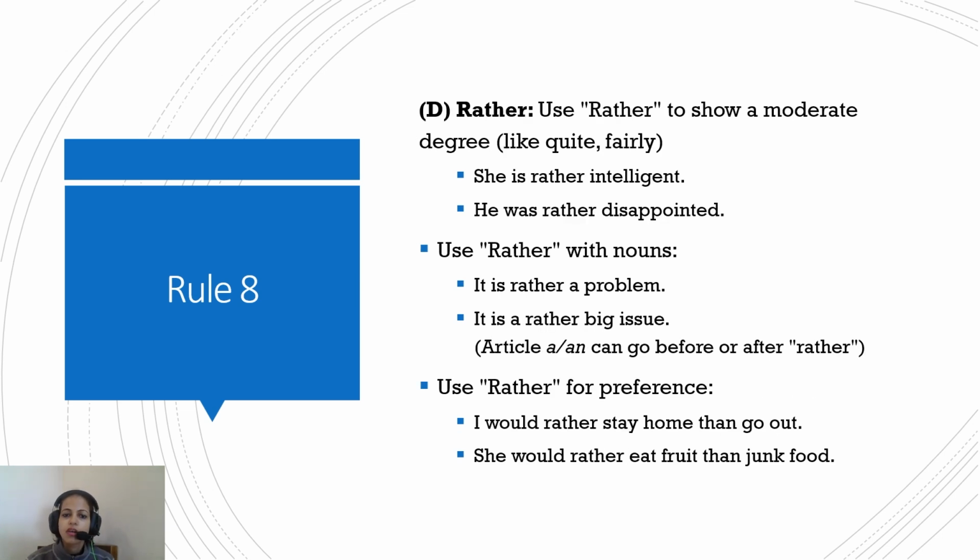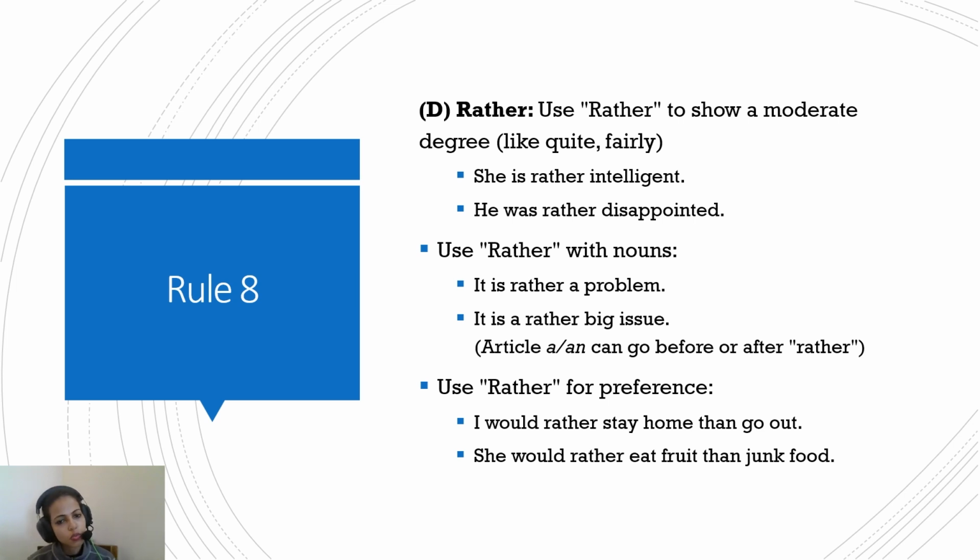Okay. Now the word "rather." Use "rather" to show moderation of degree, like "quite" or "fairly," which are very similar in meaning. So, she's rather intelligent, like she's quite intelligent, or pretty intelligent. You're not saying she's the most intelligent, or that she's not very intelligent; she's moderately intelligent. He was rather disappointed, like he's quite disappointed. So this is one way to go.